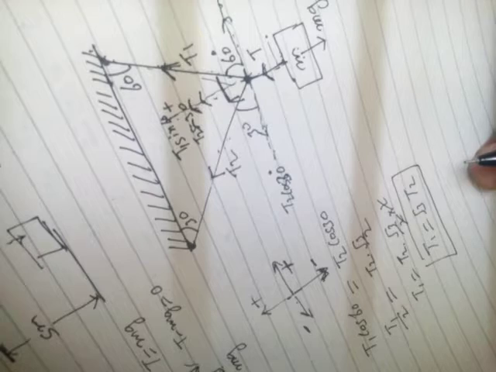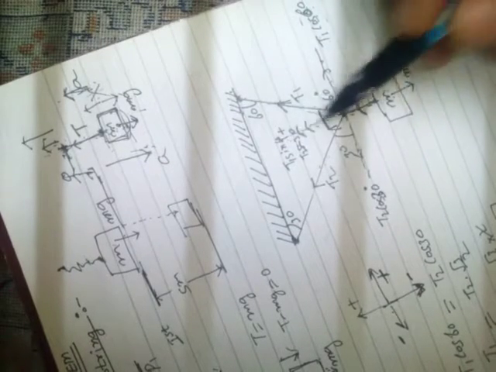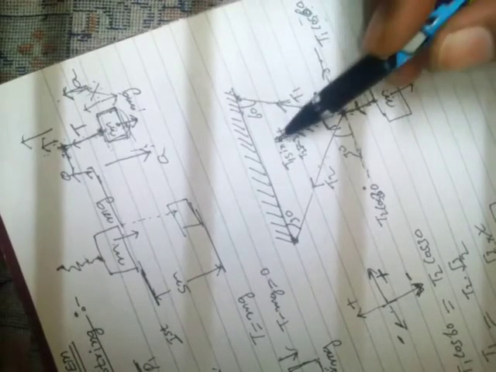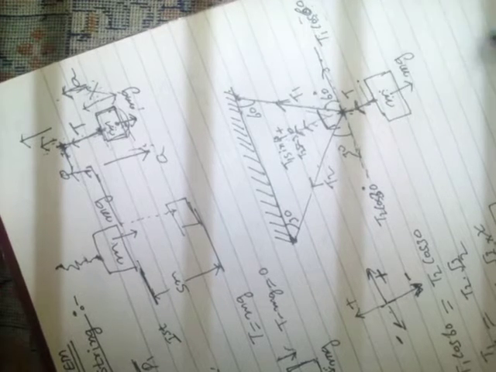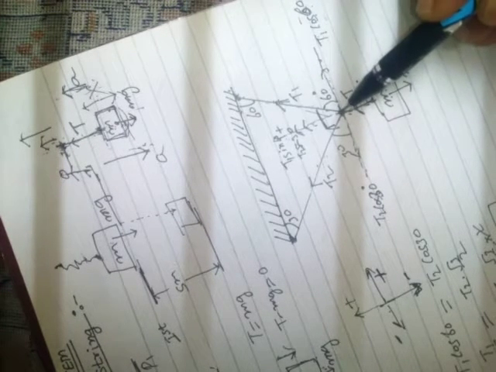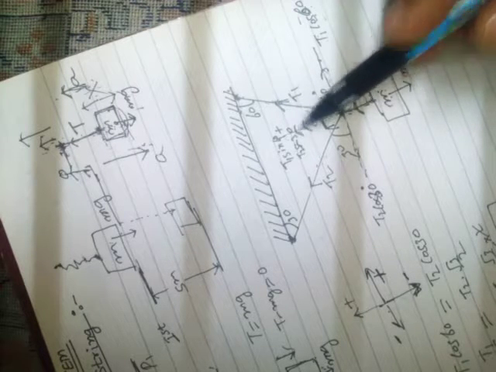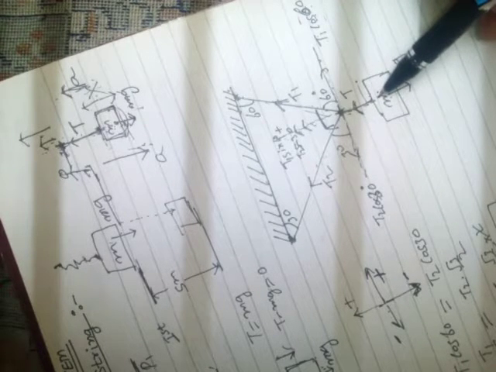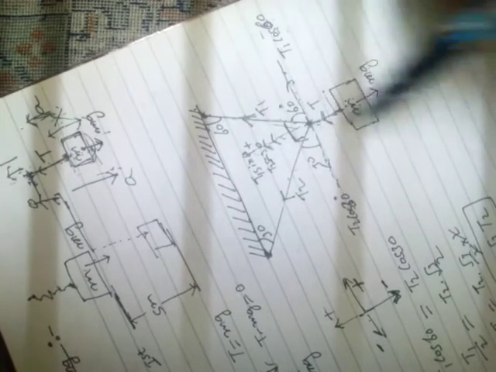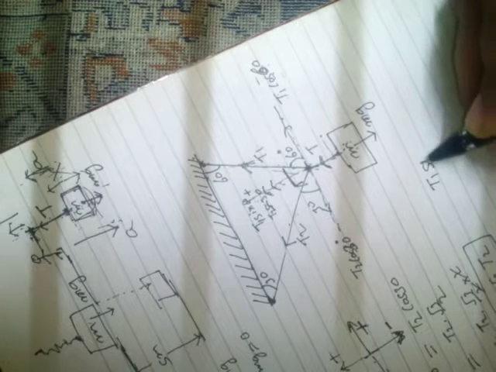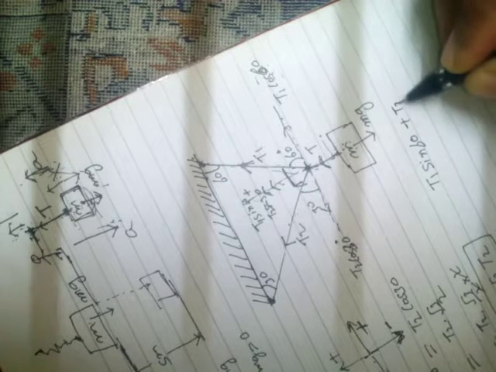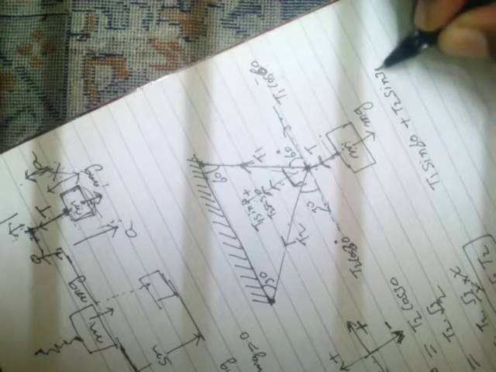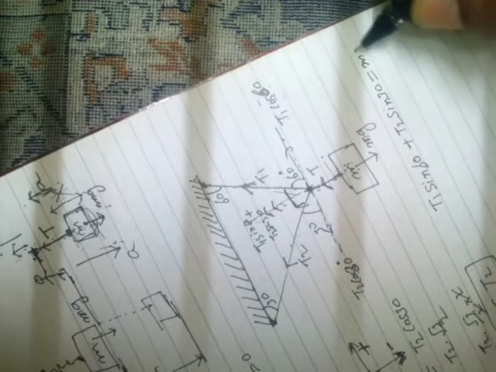Now let us find out the other values also. Now let us consider the vertical components. These two vertical components are positive, this vertical component is negative, and they are counterbalanced. Since it is in equilibrium, it means the positive force is balanced by the negative force. So T1 sin 60 plus T2 sin 30 is equal to the mg force.